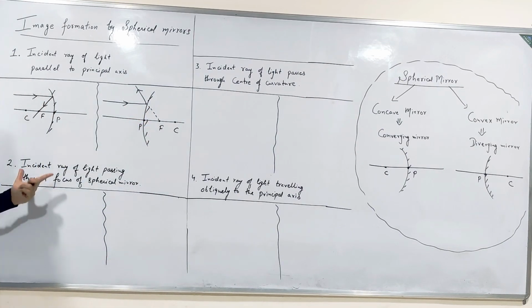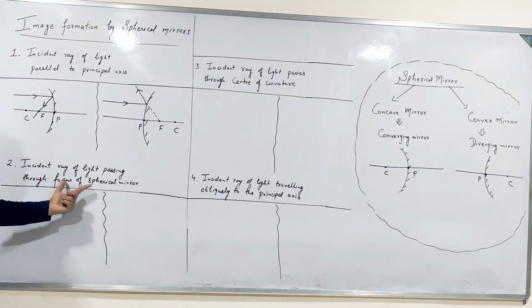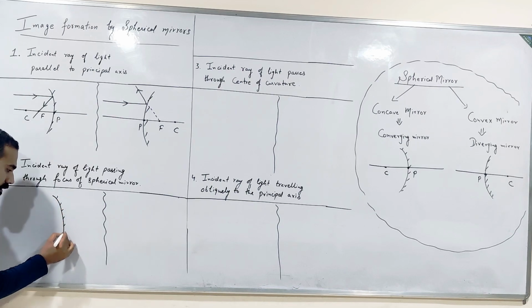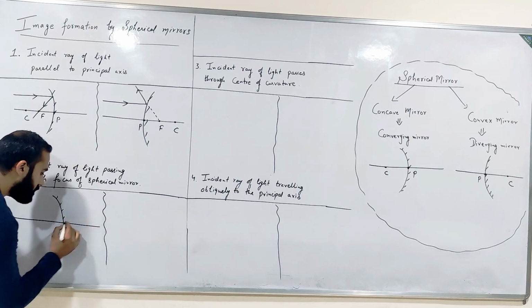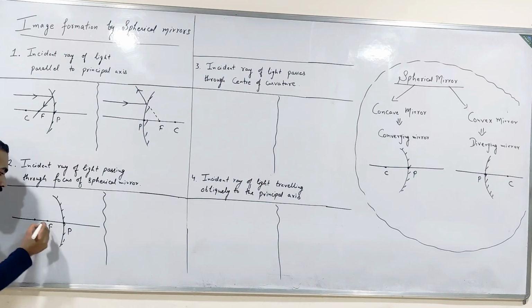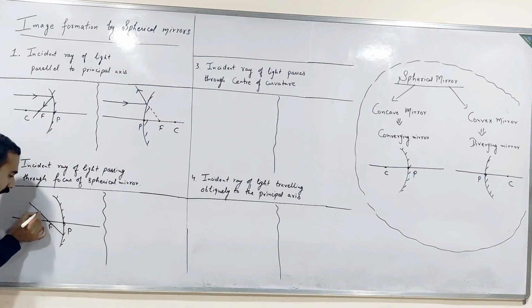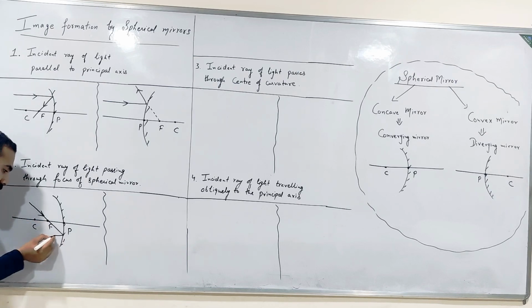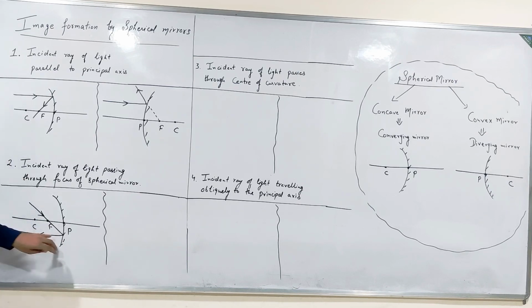Okay. Now the second case is an incident ray of light passing through the focus of the spherical mirror. Firstly take the concave mirror. This is the principal axis, this is the pole. Now the incident ray is passing through the focus. So if this is the center of curvature, this is the focus. If the incident ray is passing through the focus, then the reflected ray is parallel to the principal axis.